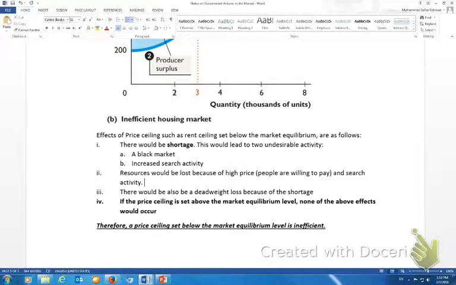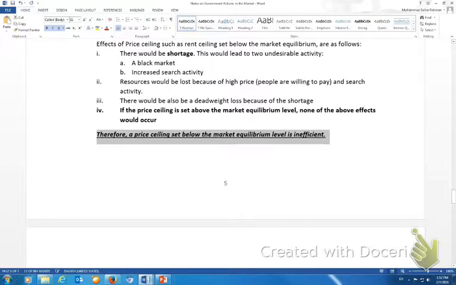So we have just seen that as a result of this high price, underproduction, and intense search, there would be a deadweight loss. So a price ceiling set below the market equilibrium price creates deadweight loss in the economy. But what is very interesting is that if the price ceiling is set above the market equilibrium level, none of the above effects would occur. Therefore, the conclusion is that when the price ceiling is set below the market equilibrium, it will lead to inefficient outcomes for our economy.